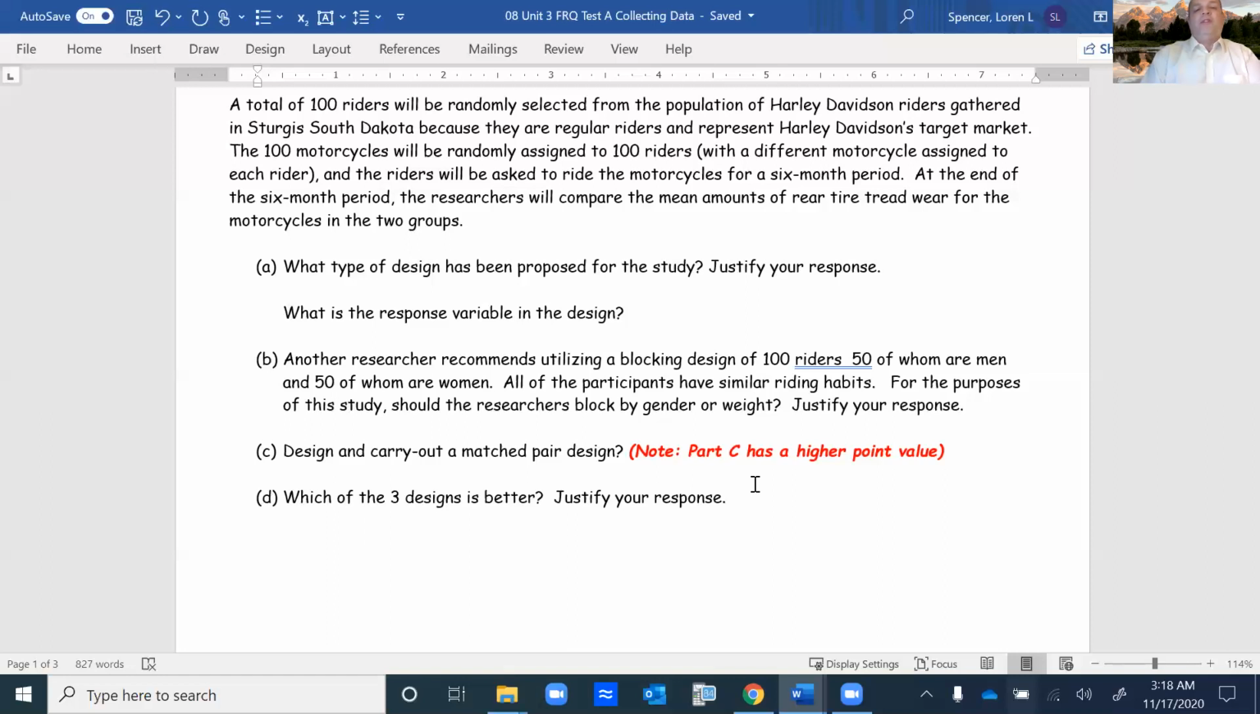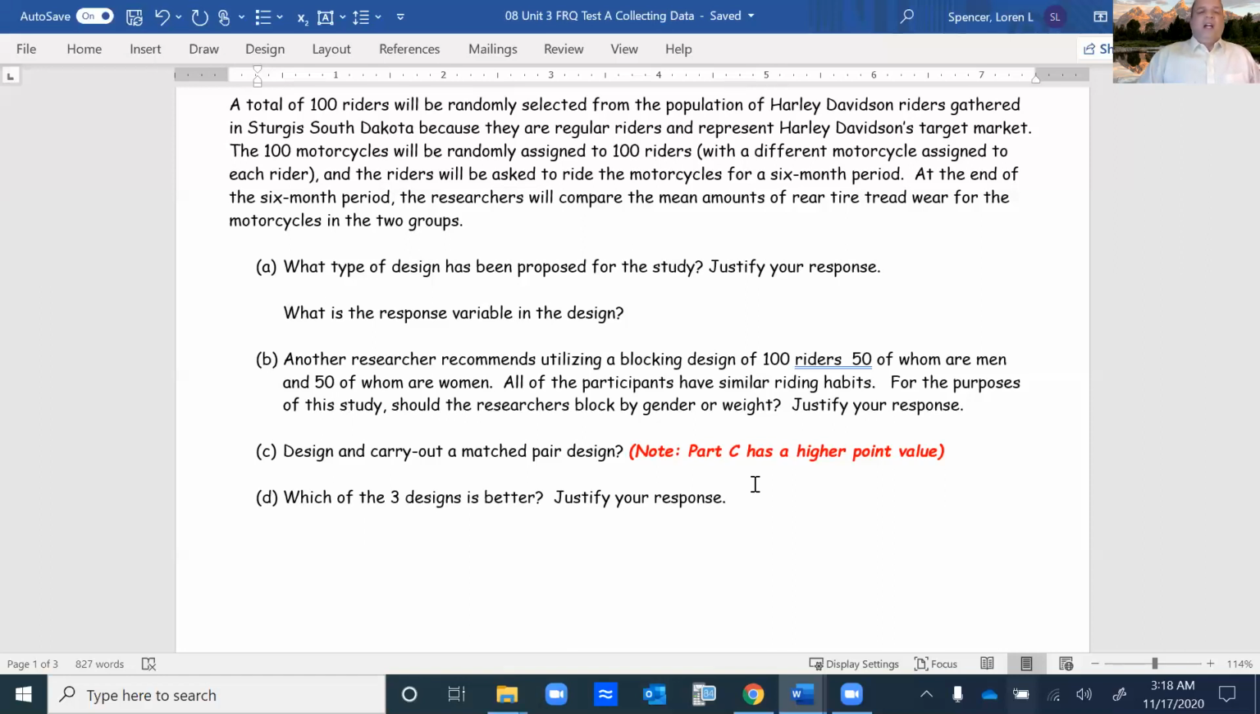So the first 50 that had the rubber on the rear tire will switch to the synthetic on the rear tire, and the others that had the synthetic on the rear tire will switch to the rubber on the rear tire. And they'll have that for 3 months. And at the end of 6 months, we will measure the tread wear to see what differences there were, so we know which one has a greater life.